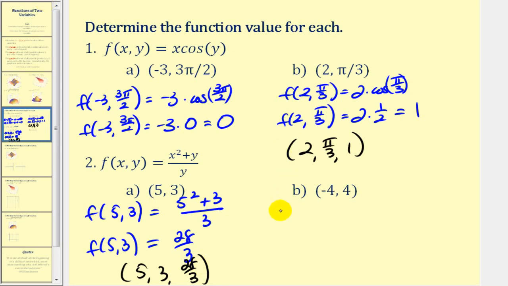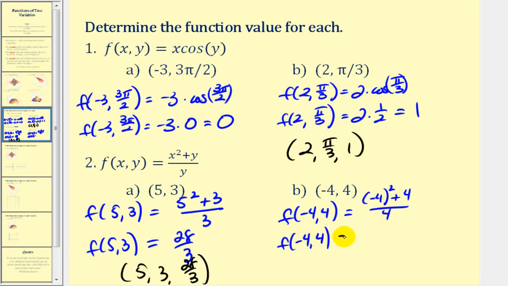And let's go and take a look at one more, f of negative 4, 4. So we've got to be careful with our signs here. We're going to square negative 4 and then add 4, divided by positive 4. So we're going to have positive 16 plus 4, that's 20, divided by 4, which gives us 5. So the ordered triple would be negative 4, 4, 5, which represents one point on this surface.